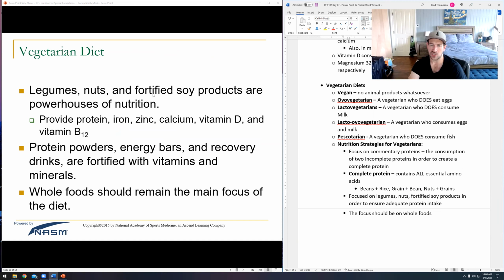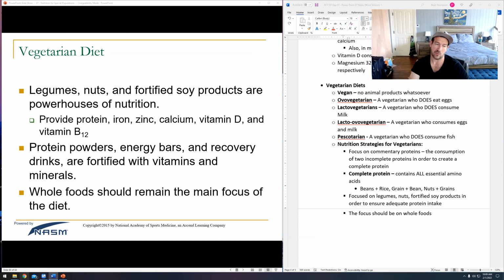Definitely paying attention to plenty of legumes and soy products and stuff. They're really rich in iron. They're really rich in zinc, calcium, and then protein, very importantly. Protein powders, like vegan proteins, are going to be blends of those things. If it's a vegan protein, just make sure it's a complete protein. Not all vegan proteins are created equally.